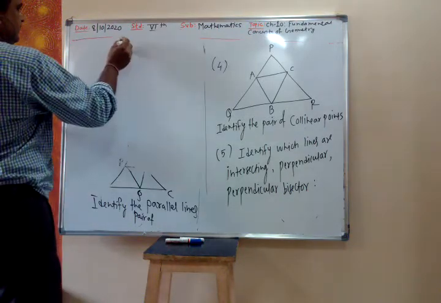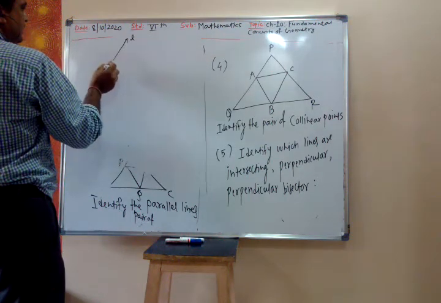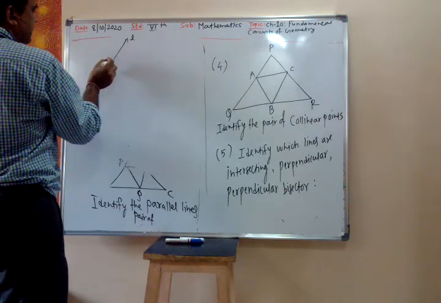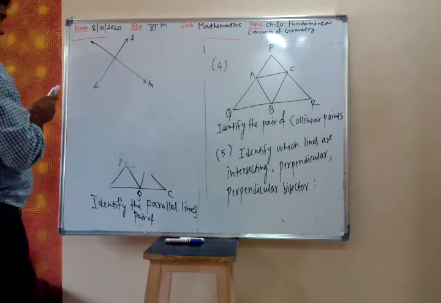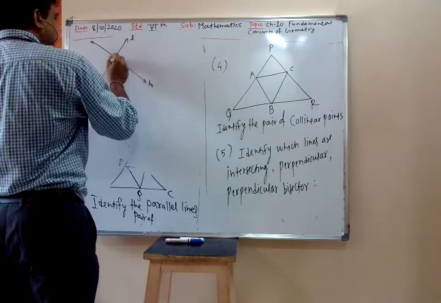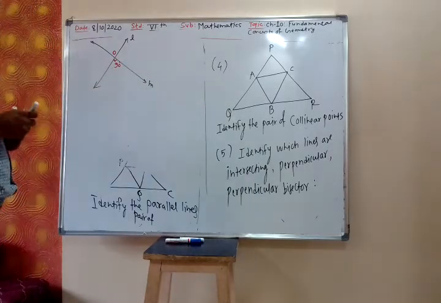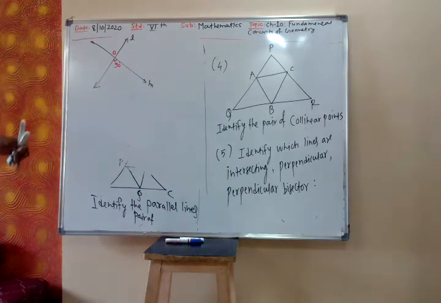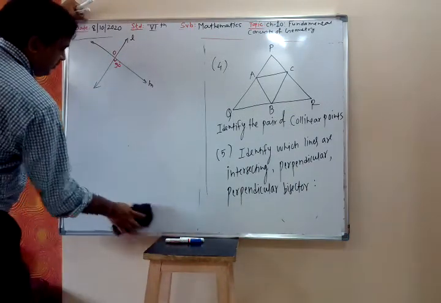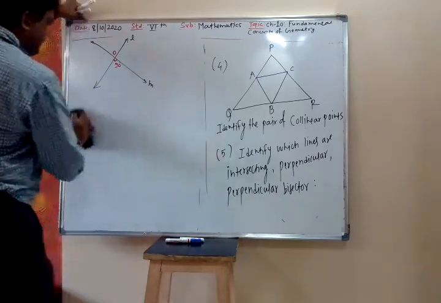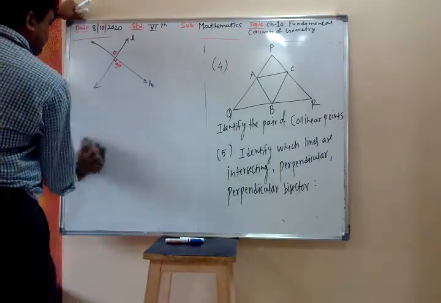You are given the line. This is my line L, and this is my line M. They intersect each other at point O. At point O, it is 90 degrees. So you have to identify whether they are perpendicular or perpendicular bisector. Both lines meet each other at point O. At point O, a 90 degree angle is formed. So you have to identify whether the lines are perpendicular lines or they are perpendicular bisectors.